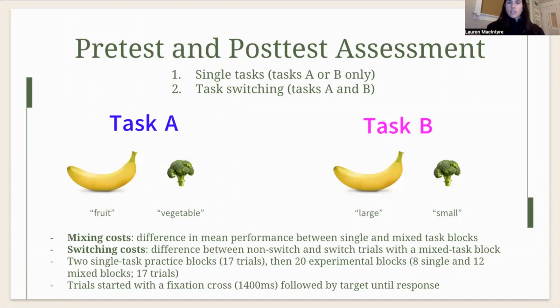The mixing costs in the study are the difference in mean performance between the single and mixed task blocks, similar to what I said at the beginning. And the switching costs are the difference between the non-switch and switch trials within the mixed task blocks. We can see how the blocks work here, with 2 single practice, 20 experimental, and then a fixation cross before each response is required.